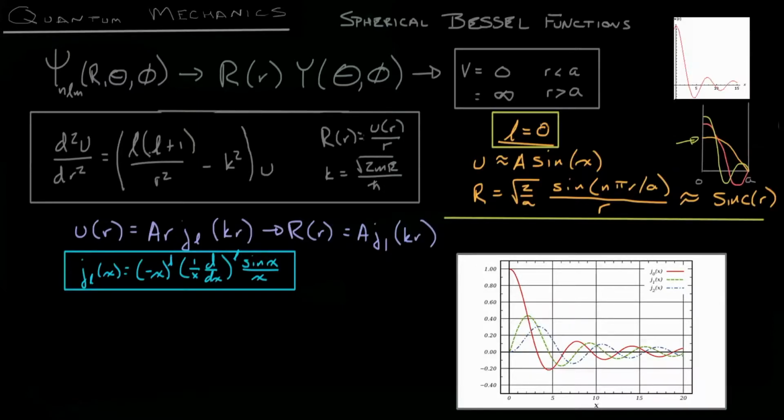Now, if we're lucky, the spherical Bessel function for L equals 0 should look exactly like what we saw earlier. It should be a sinc function. And in fact, check out the red. The red is the only one where you have a non-zero number at 0 on the vertical axis, and it in fact is a sinc function. It's exactly what we found earlier.